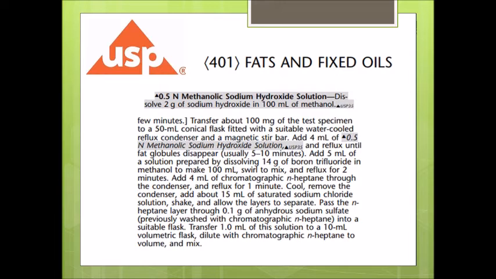So to analyze the magnesium stearate, you need to first of all make the methyl ester of magnesium stearate. And there are two phases in the sample preparation.